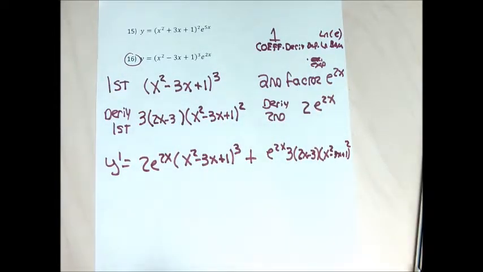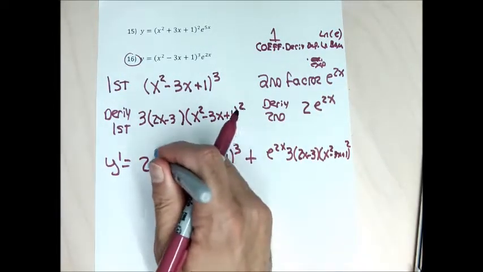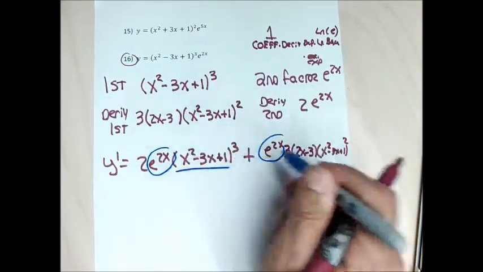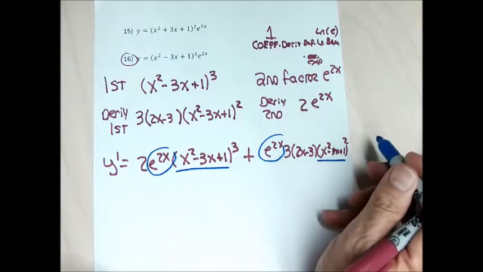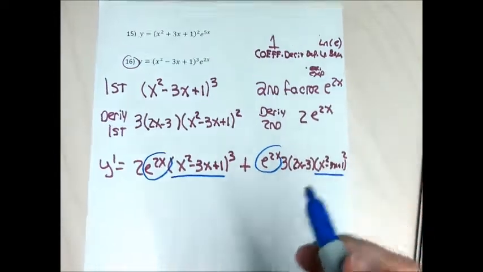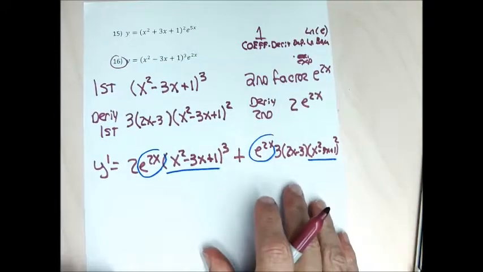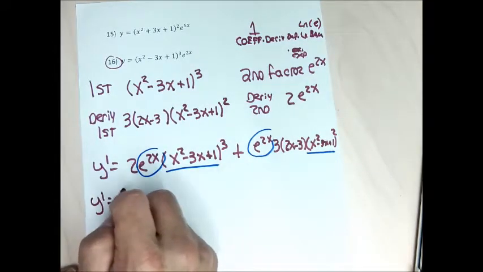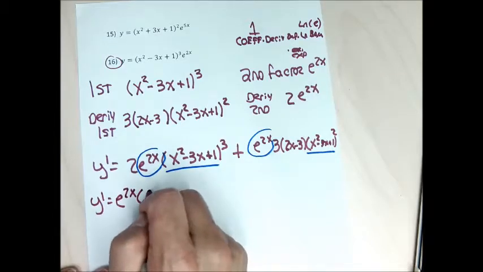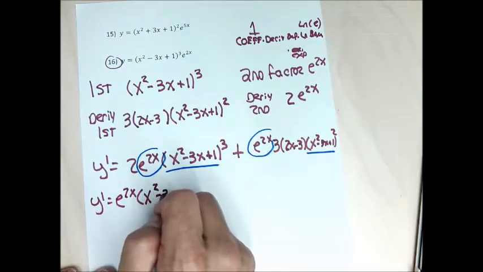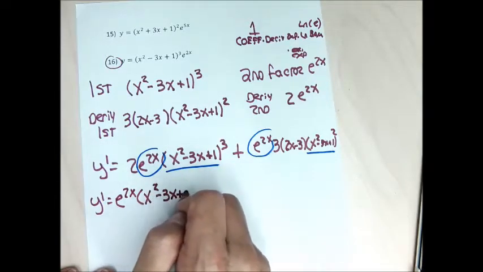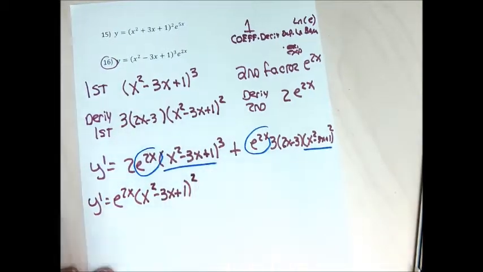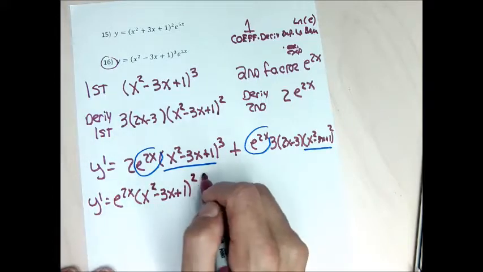Now I'm going to common factor. Both parts have an e to the 2x, and both parts have that parentheses with an exponent, and I'll factor out the smaller exponent of 2. So when I go to do my simplifying by common factoring, I take the e to the 2x part and the parentheses part that's in common, but with the smaller exponent. So that's my common factor. And now I'll figure out what's left.